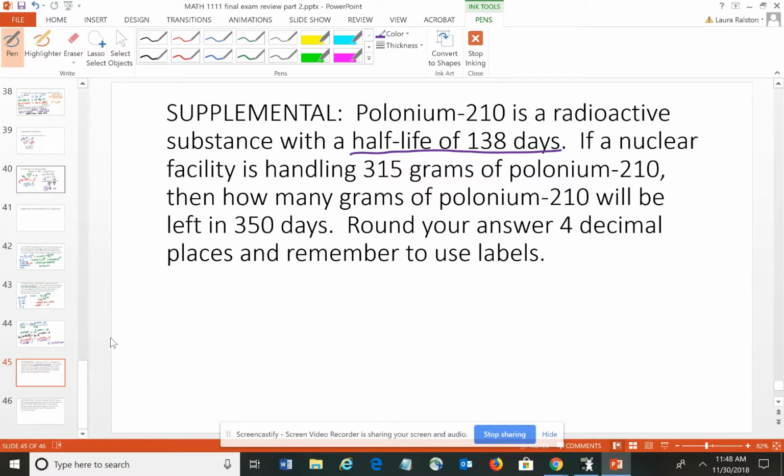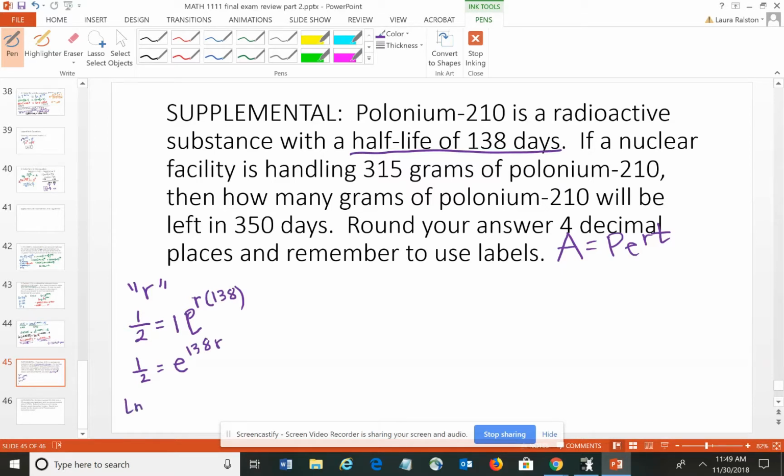So again, really here we're still using our continuous compounding formula, but initially we have to find the value for R. So again, we know it's the half-life, so we're going to have half of the amount left. If we started with 100%, we're going to have half of it left. Okay, so we would have e to the r times 138 days. Okay, so we would have 1/2 equals e to the 138r.